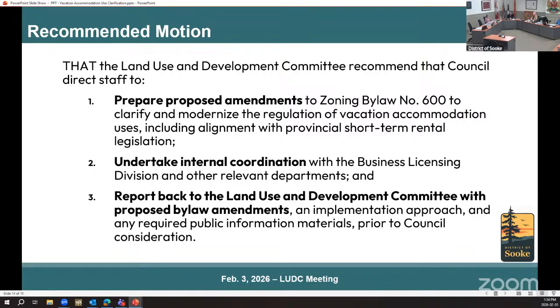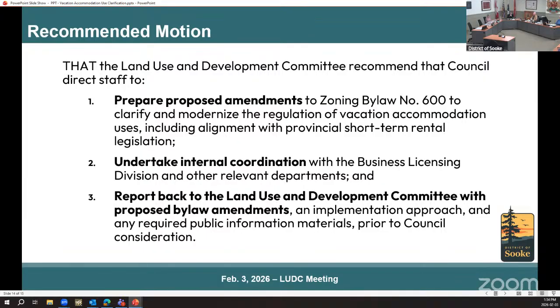We'll go ahead, Ms. Ritz, committee member. No worries. Just to be clear, through the chair, the provincial legislation is one vacation home unit per principal resident. Is that correct?